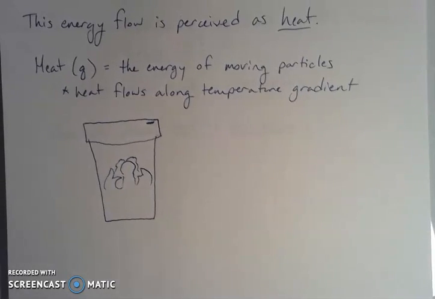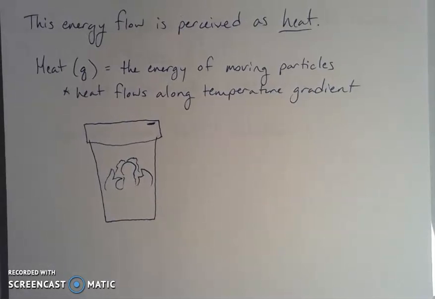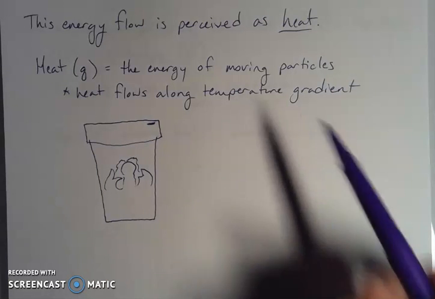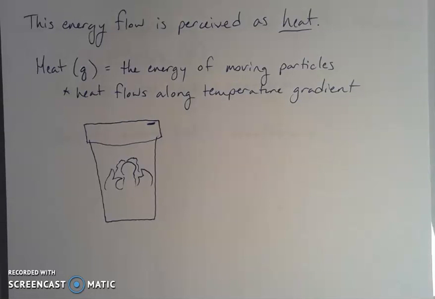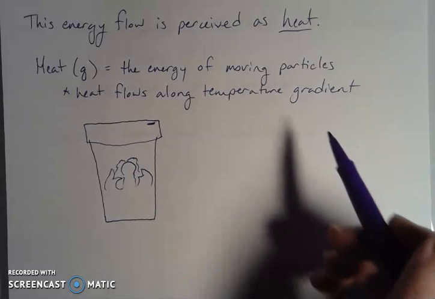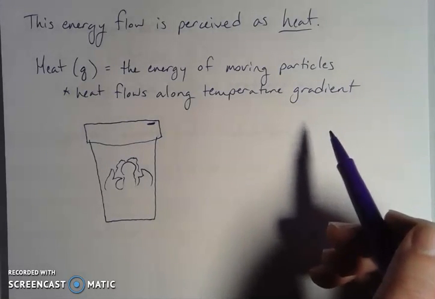All right, now this energy flow from the system into the surroundings, or absorbed from the surroundings into the system, is usually perceived as heat. And so as scientists, we define heat, which is abbreviated with Q, usually a lowercase q, as the energy of moving particles. So we could think about that as if I have all the particles in a substance that are moving around, kind of the average energy of those is the heat of that substance. And heat flows along a temperature gradient. And what I mean by that is that it moves from the warm thing to the cold thing.